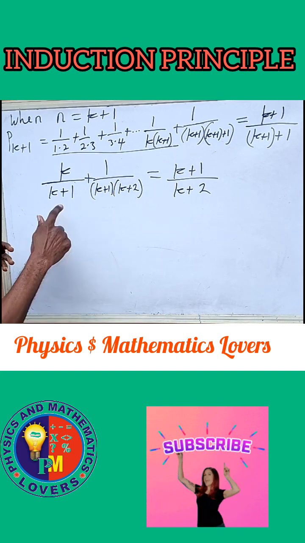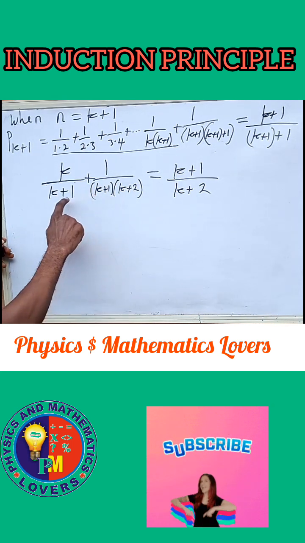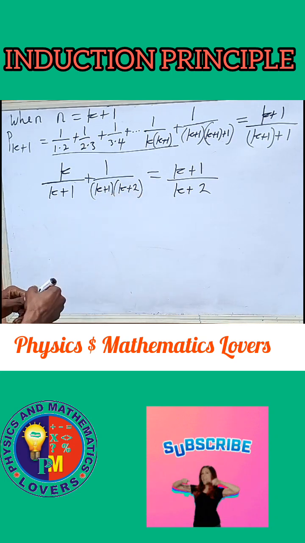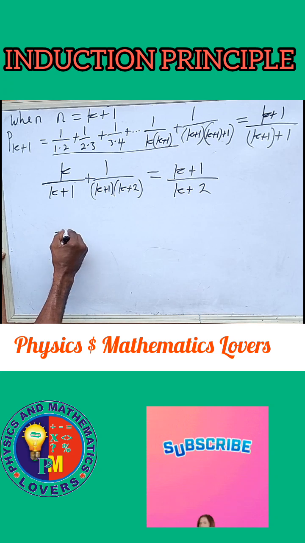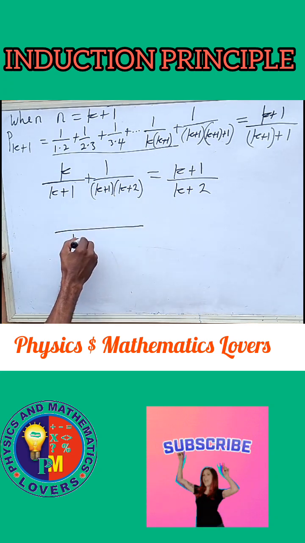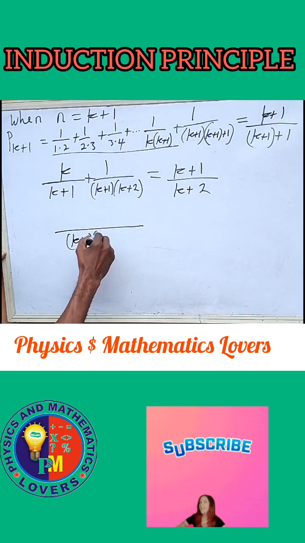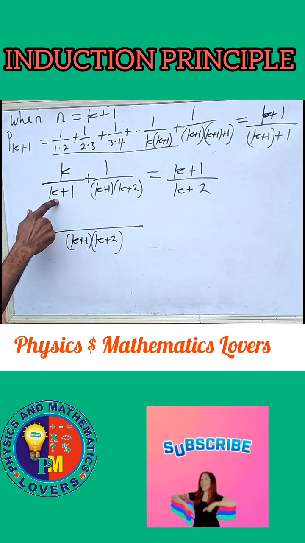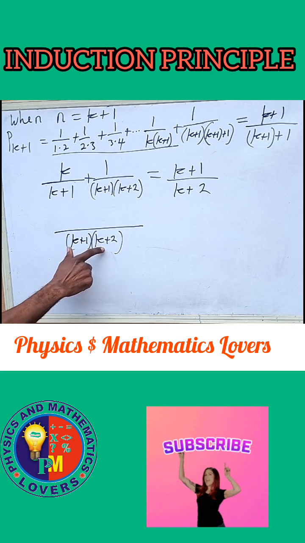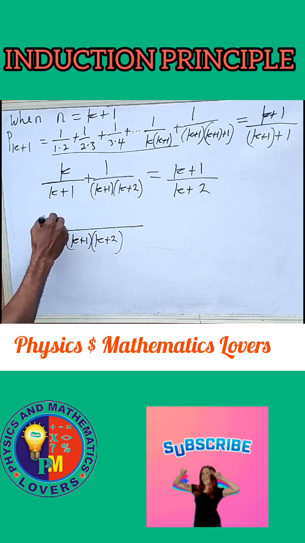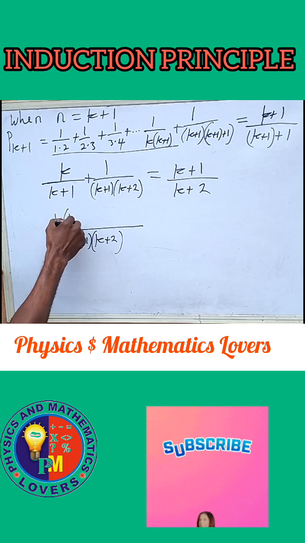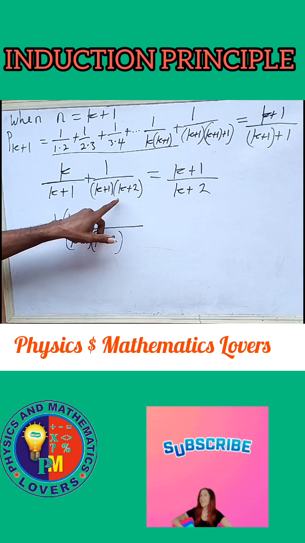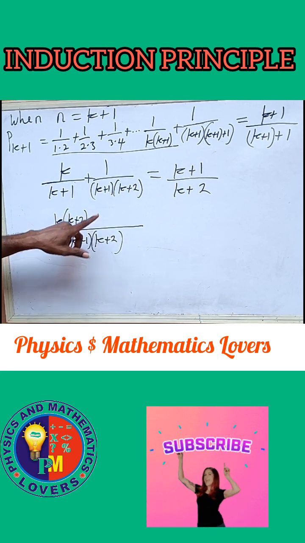So what will I do now? Here and here, I'll have to take the LCM. The LCM between all this is K plus 1 times K plus 2. So what we'll do now, I will take the LCM. The LCM is K plus 1 times K plus 2. Then when you go there, this one goes here, it will cancel this one out. It will remain this. Use it to multiply here. We're going to have K times K plus 2. Then this one will come here. It will cancel out. Use it to multiply.